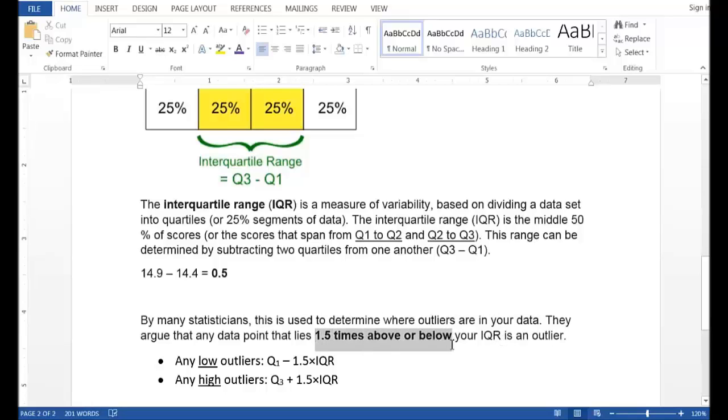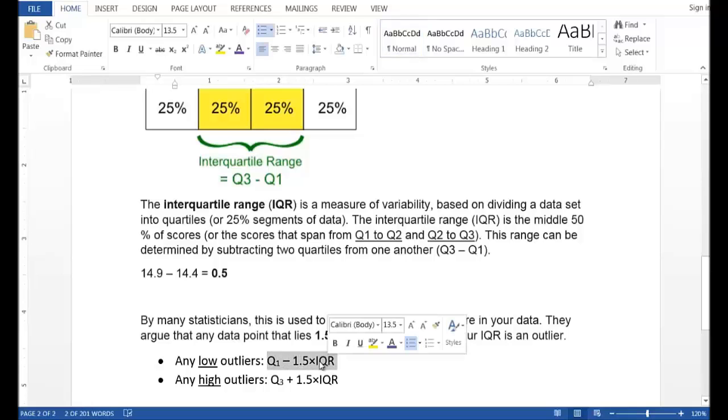That number has been determined over many years by many statistics professors and experts, and it is simply something that is believed to be a better estimate than, say, 3 standard deviations from the mean. So neither is, like I said, right or wrong. There are just different arguments for using interquartile range versus standard deviations to find outliers. Either way, in order to solve what an outlier is using interquartile range, we use the following formula. So any low outlier is the value Q1 minus 1.5 times the interquartile range.